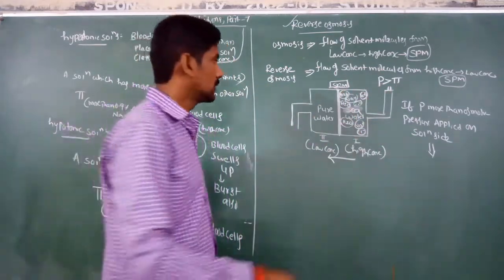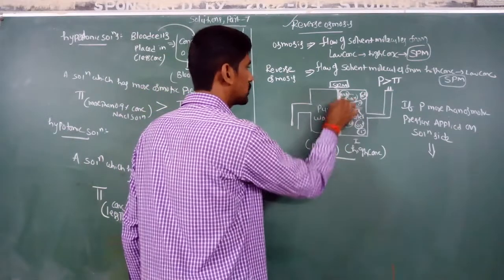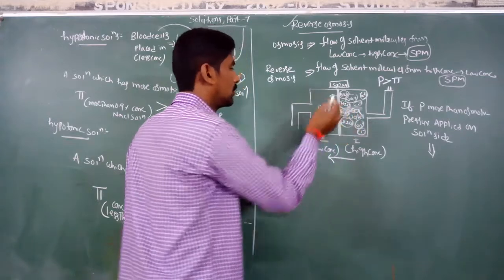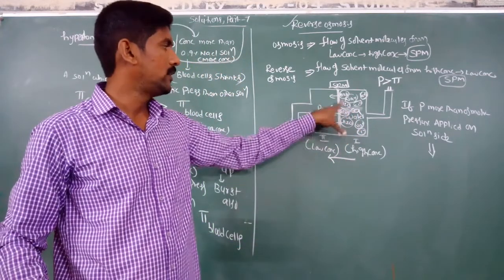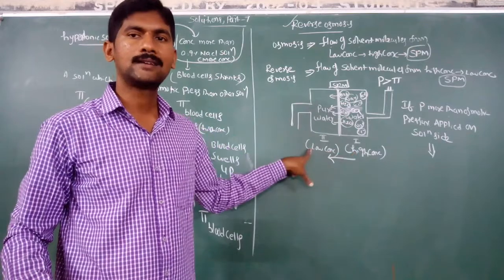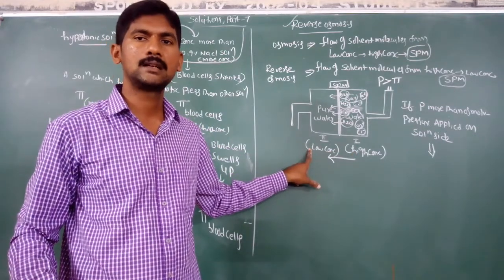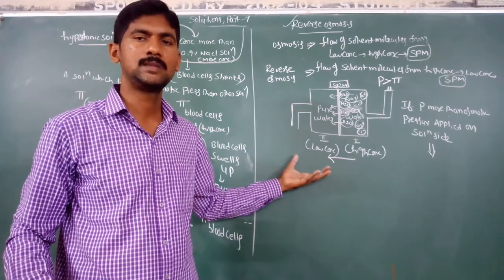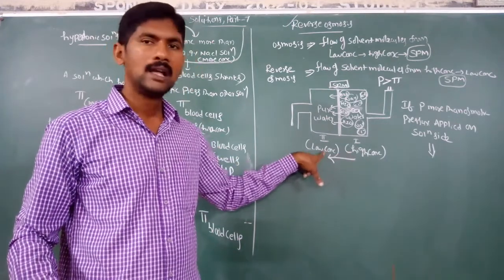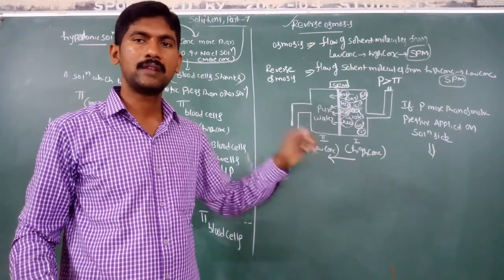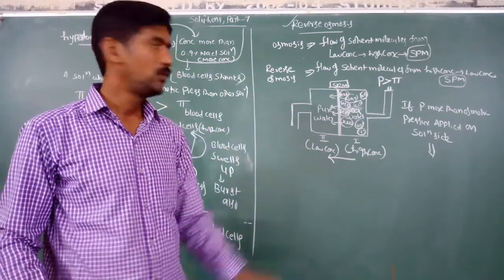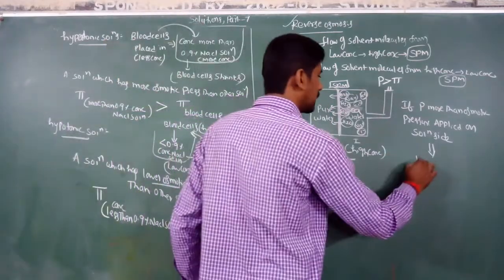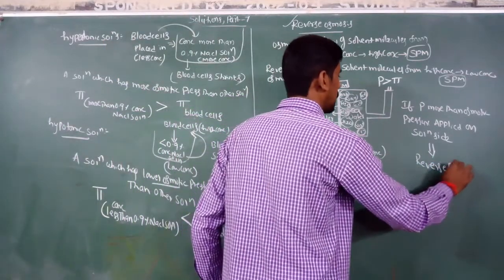What happens? The solvent molecules flow from high concentration to low concentration via the semi-permeable membrane. So this is reverse osmosis. Reverse osmosis means flow of solvent molecules from high concentration to low concentration. If you apply pressure more than the osmotic pressure, then the reverse osmosis process occurs.